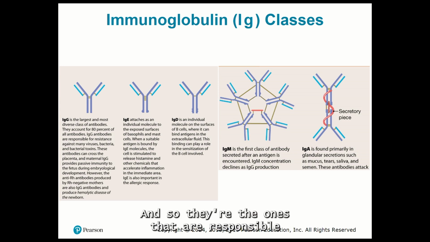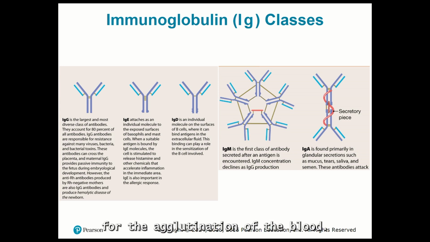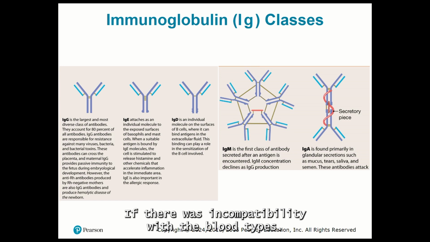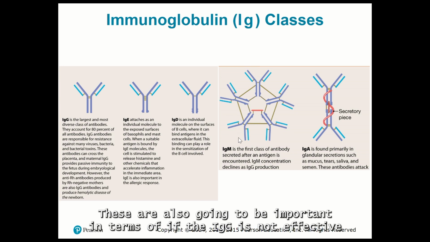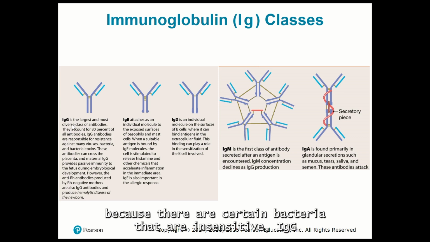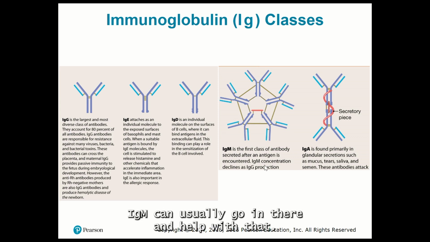When we talk about in the blood typing, anti-A and anti-B antibodies, those were types of IgM, and so they're the ones that were responsible for the agglutination of the blood if there was incompatibility with the blood types. These are also going to be important in terms of if the IgG is not effective because there are certain bacteria that are insensitive to IgG, IgM can usually go in there and help with that.